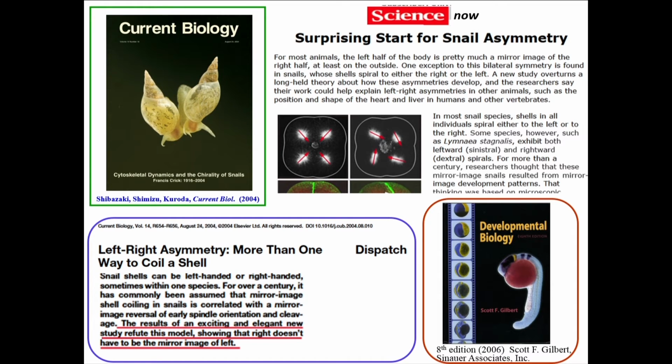So it came out on the front page of Current Biology, and Science also wrote about it. I'm quite happy, and it says "an elegant new study." So I'm very, very pleased about it.